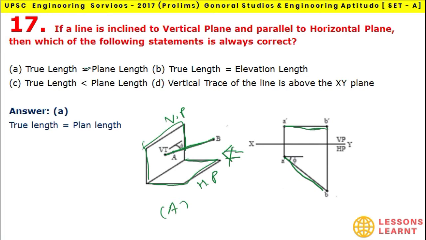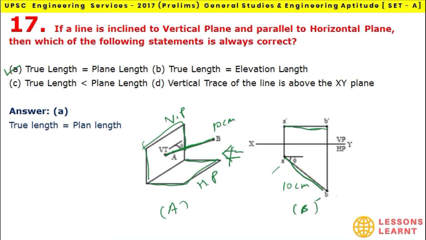Okay, so let's see the options now. The true length is equal to the plane length. Actually, this is the correct answer, because in image A this is the line. Suppose this line is 10 centimeters. When we draw it on the plane, in the front view and top view, the size will be the same, 10 centimeters. So the true length is equal to the plane length.